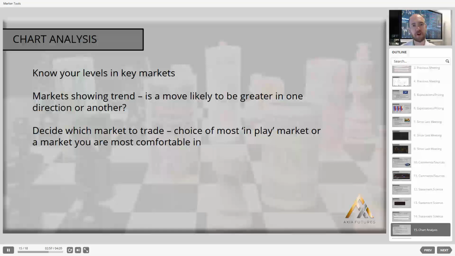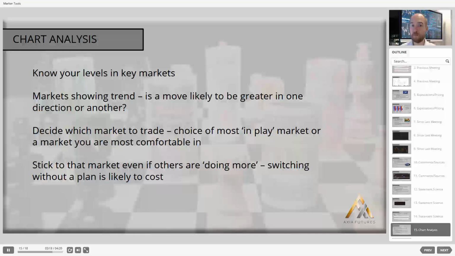So you've got to strike that balance. Is it a market that you want to be more in play, something that you think is going to be the most sensitive, or are you going to stick with a market that you're most comfortable and most willing to actually put a bit more size on, understand the price action and manage that trade a lot better?